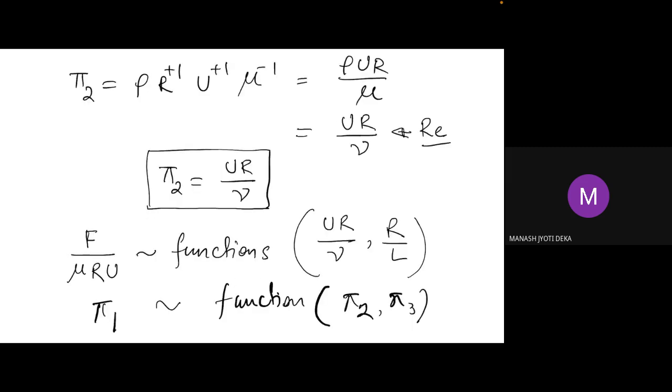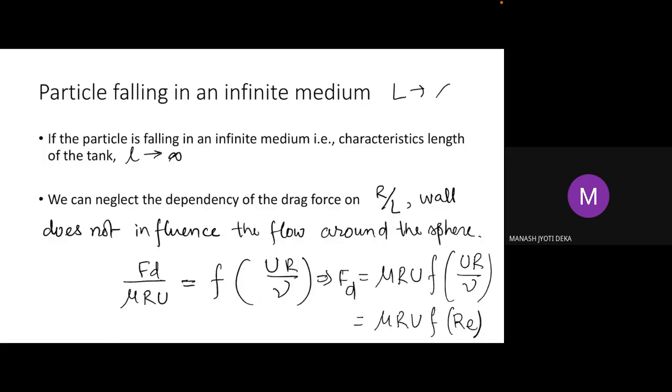So let's analyze if the particle is falling in an infinite medium. If the particle is falling in an infinite medium, that means L tends to infinity. In that sense, we can neglect the dependency of the drag force on R by L. That is, the wall of the container doesn't affect the flow around the sphere. So we can write FD by mu R U directly as a function of the Reynolds number.